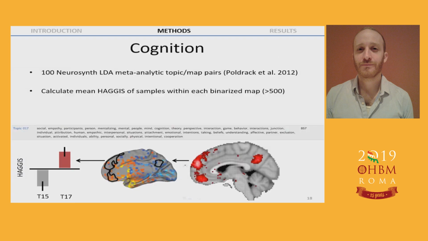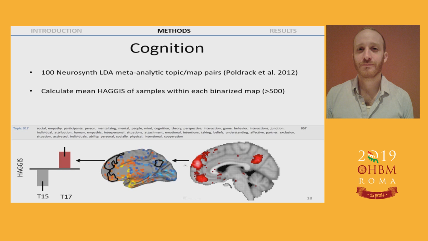So finally, I mentioned that there's this sense of behavioral domain specificity that varies along the longitudinal axis, and we wanted to get into that as well. So here we turn to Neurosynth, their LDA meta-analytic topic covariance map pairs. Basically, there are these meta-analytic covariance maps that are associated with a list of related terms that give you a sense of the particular behavior associated with that map. And we binarized each map and calculated the mean Haggis of all the samples falling within that map, of course, as long as there were at least 500 samples in there.